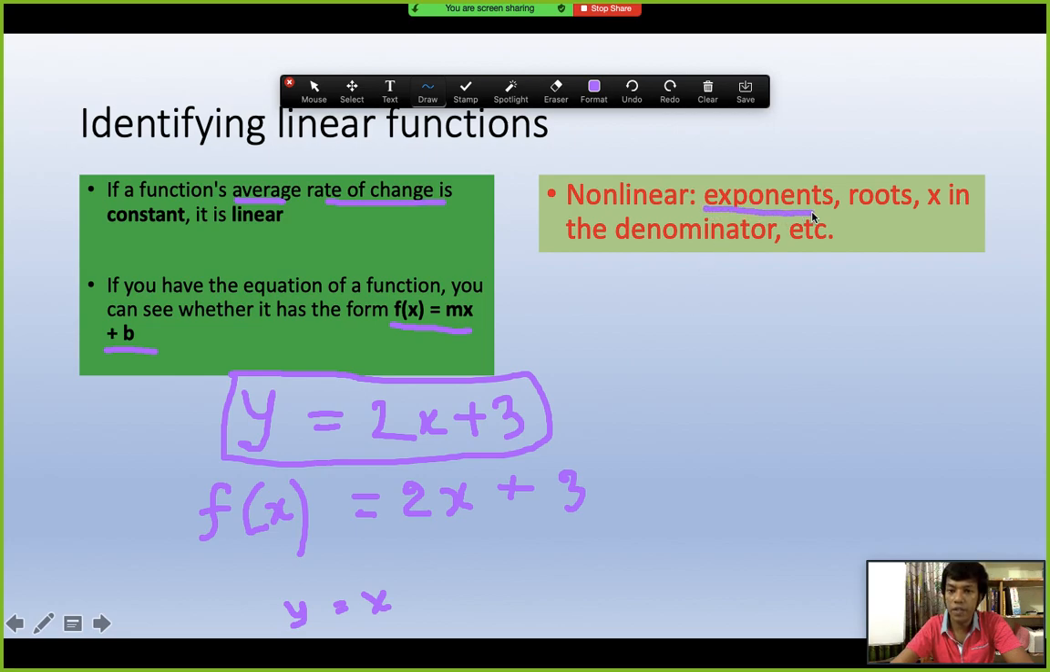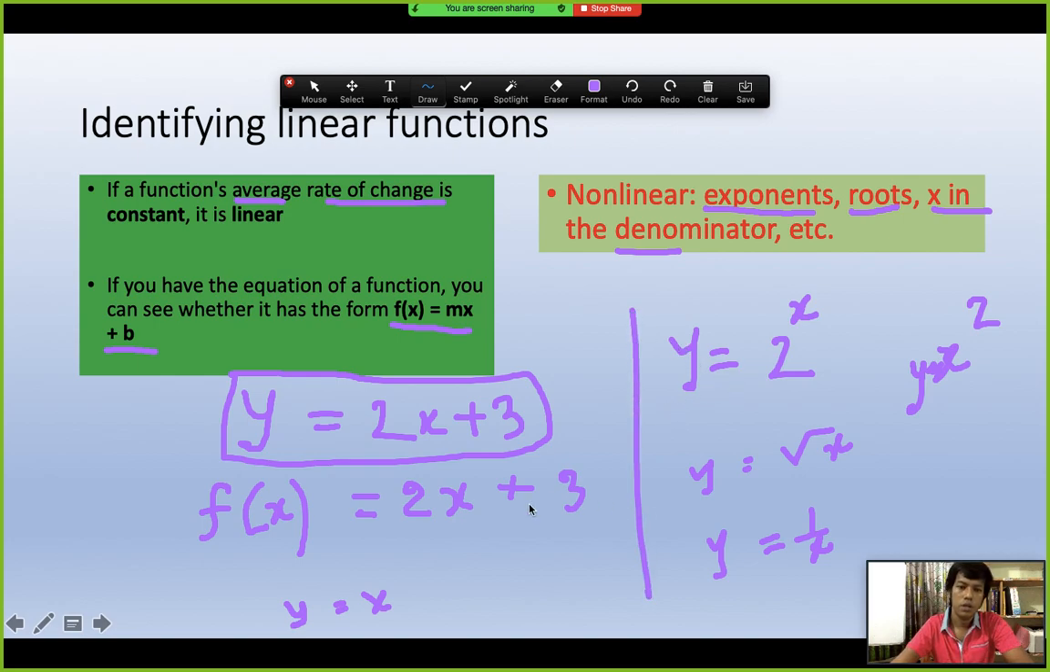So, just to be clear, this is the shape for a linear function. And for a non-linear function, there will be some exponents, roots, or x in the denominator. Suppose y = 2^x, or y = x squared. These are non-linear. And a root, suppose y = √x, is non-linear. Suppose I write y = 1/x, these are all non-linear equations. So this is linear, this is non-linear.